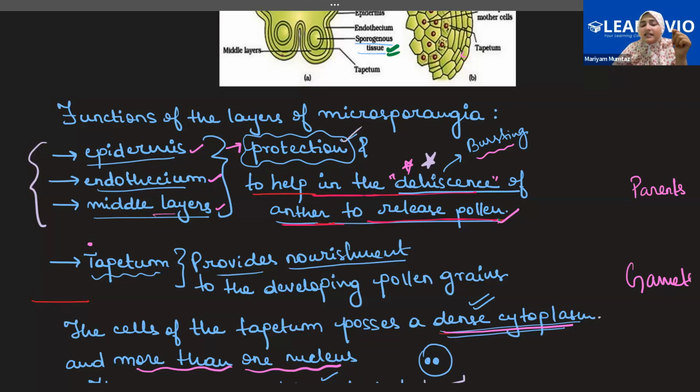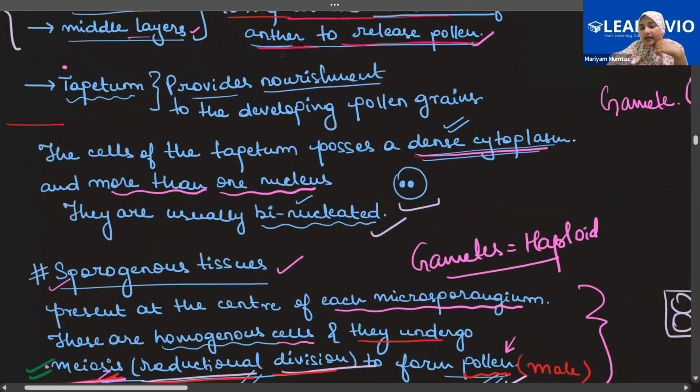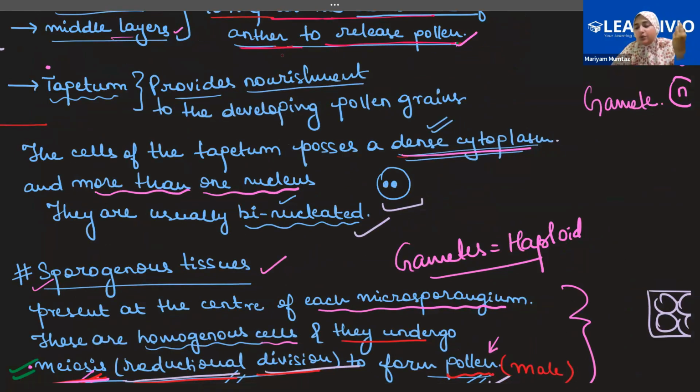Now the innermost layer is the tapetum, and this is solely responsible for providing nourishment to the developing pollen grains. Right? It provides nourishment. Now the cells of the tapetum possess a very dense cytoplasm and have more than one nucleus present in them. They are usually binucleate. They have two nuclei present.